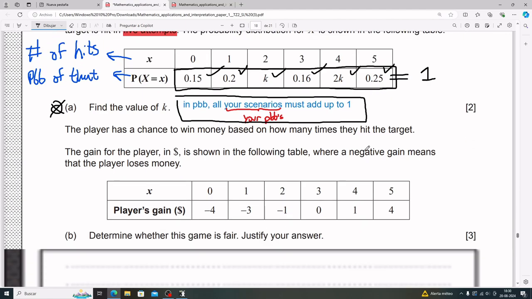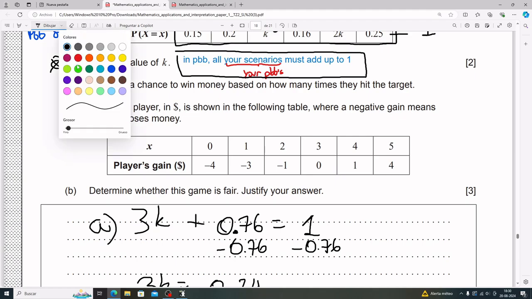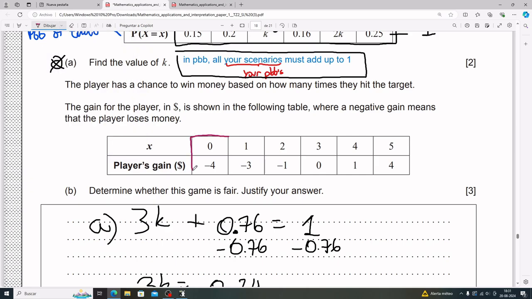Then they tell us that the player has a chance to win money based on how many times they hit the target. The gain for the player in money is shown on the following table, where a negative gain means that the player loses money. So if a player, for example, lands 0 hits, they lose $4. If they land 2 hits, they lose $1. If they land 4 hits, they earn $1. And if they land 5 hits, they earn $4.